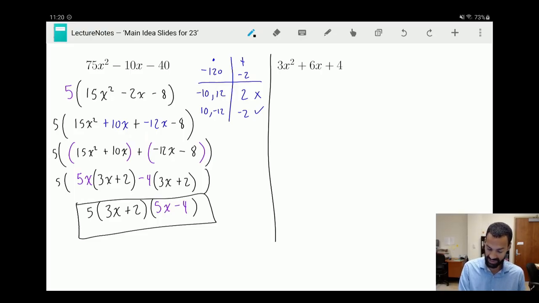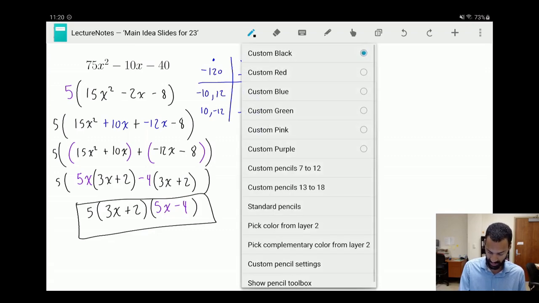Okay, 3x squared plus 6x plus 4. Again, this sets up for the AC method. Let's check for a common factor. 3, 6, and 4. There's no number that goes into all three of those, and only the first two have a variable. This one has no variable, right? So there's no common factor that I can take out right away.